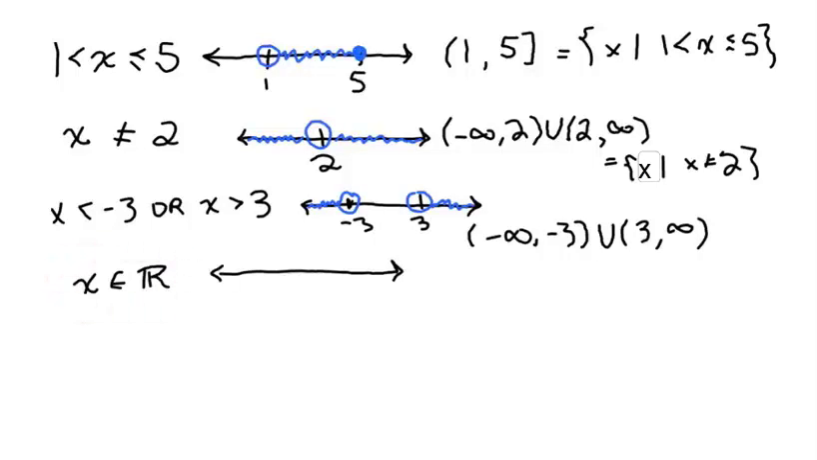In our last example, we want to describe the region x is any real number. The region on our number line is anything, so it looks like this. To write this in interval notation, we can use the interval negative infinity to positive infinity. And as a set, we may write x satisfying x is any real number.